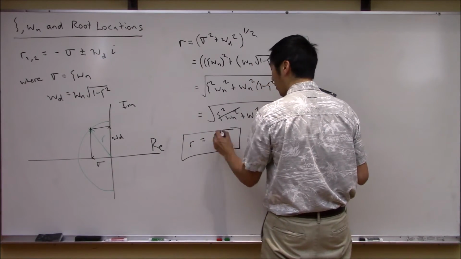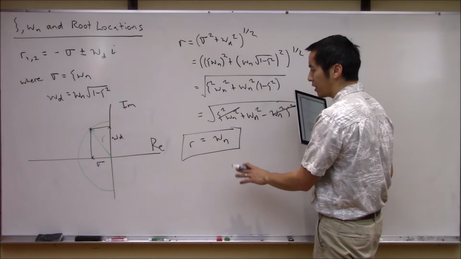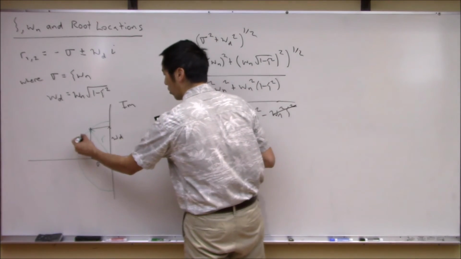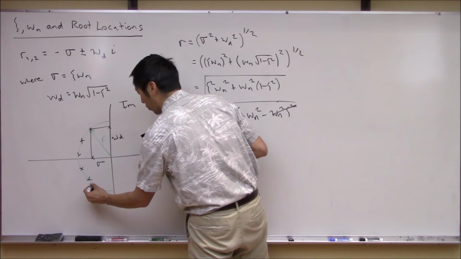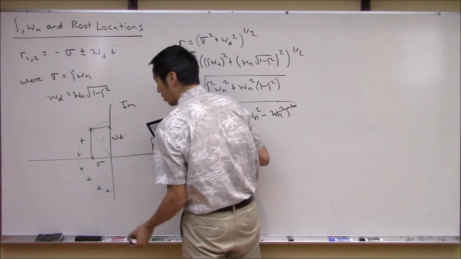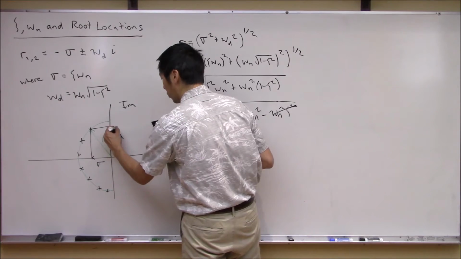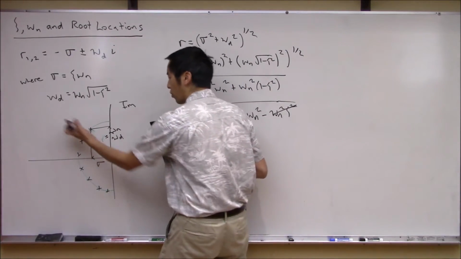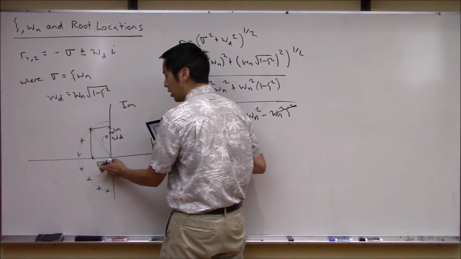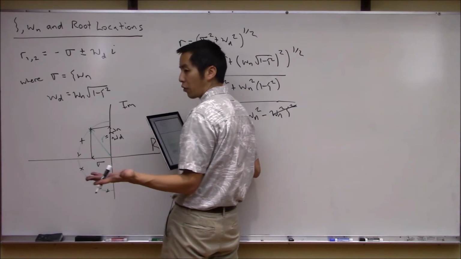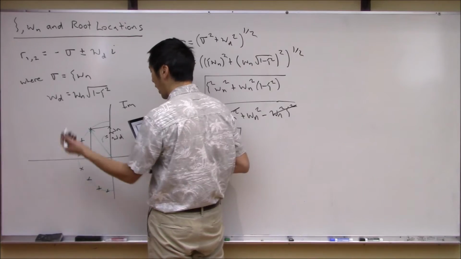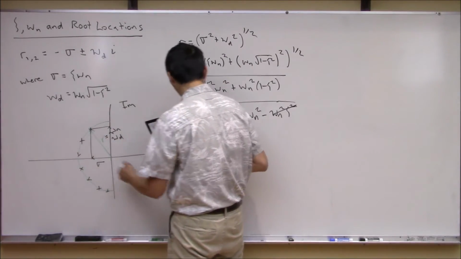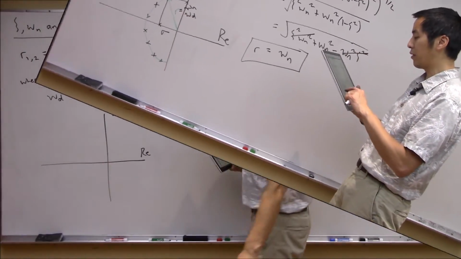Interesting, so any root location along a radius, this radius is just the natural frequency. So basically, the farther away you are from the origin, the larger the natural frequency of the system is. And anything along a circle has the exact same natural frequency.